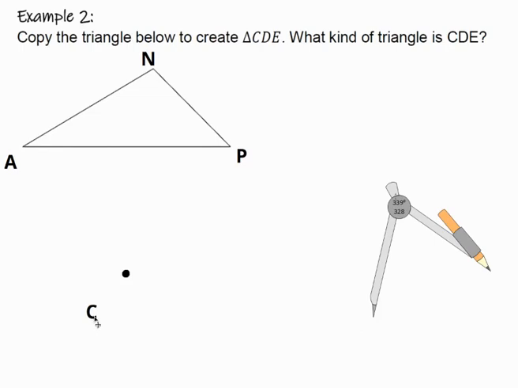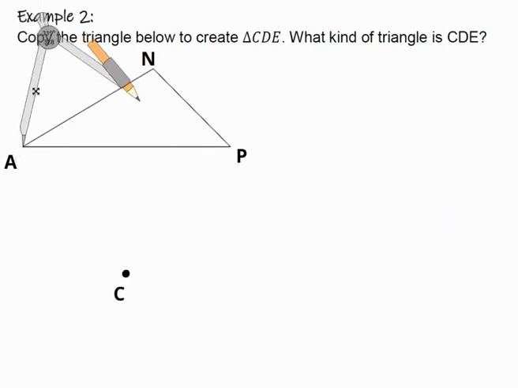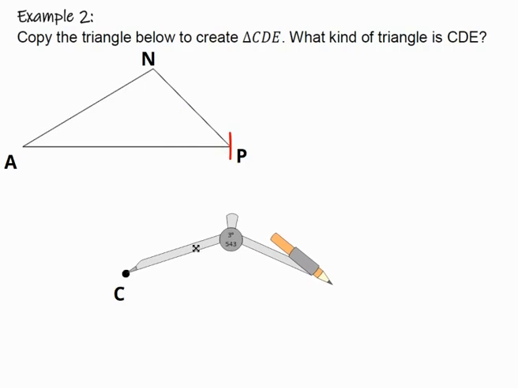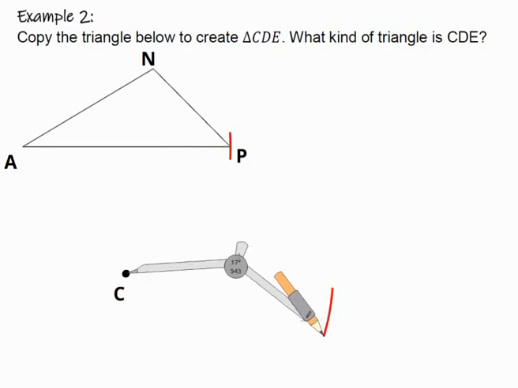Okay, we need CD to be the same length as AP, right? So I'm going to measure how long AP is. I'm going to elongate my compass all the way out to here, and then I'm going to swing an arc. I'm going to swing a nice little arc to show the person grading my paper that I did measure that distance. Then I'm going to move my compass down here and swing an arc as well.